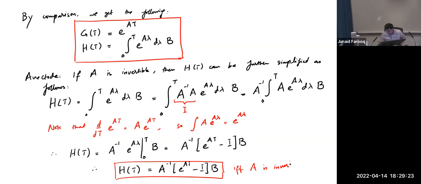If it's not, then we can use the integral approach to find the H of T. Okay, so let's do a quick example of converting a continuous time system to a discrete time system.